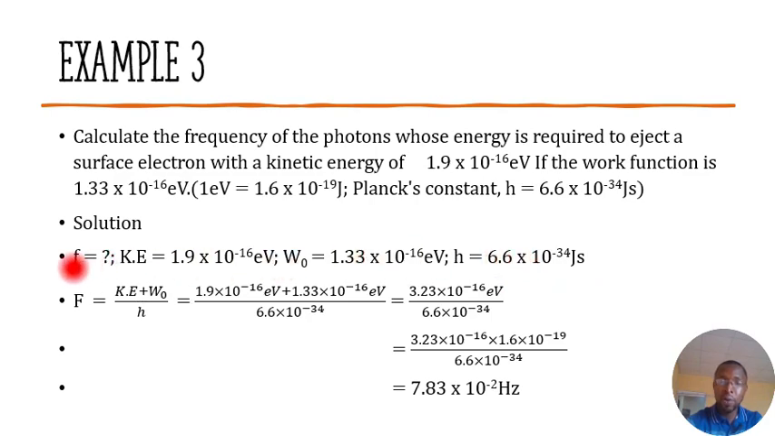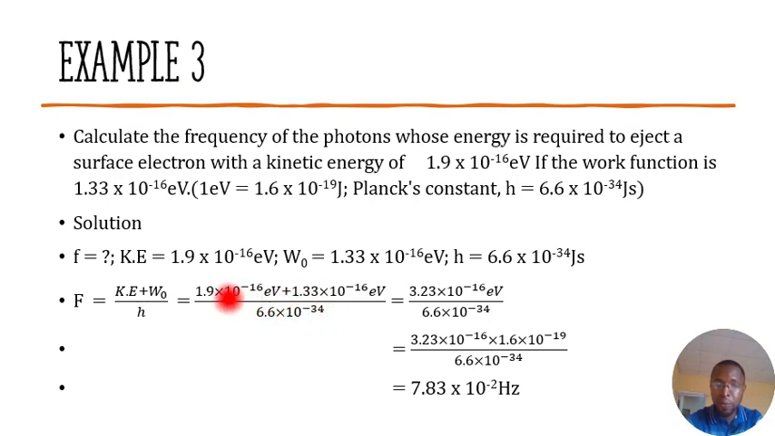So to calculate our frequency by formula, frequency is equal to the sum of the kinetic energy and the work function all divided by Planck constant. So kinetic energy is this value here, 1.9 times 10 to the power minus 16 electron volts, written out, plus the work function, which is 1.33 times 10 to the power minus 16 electron volts, is written out here. So all divided by Planck constant, that's 6.6 times 10 to the power minus 34.